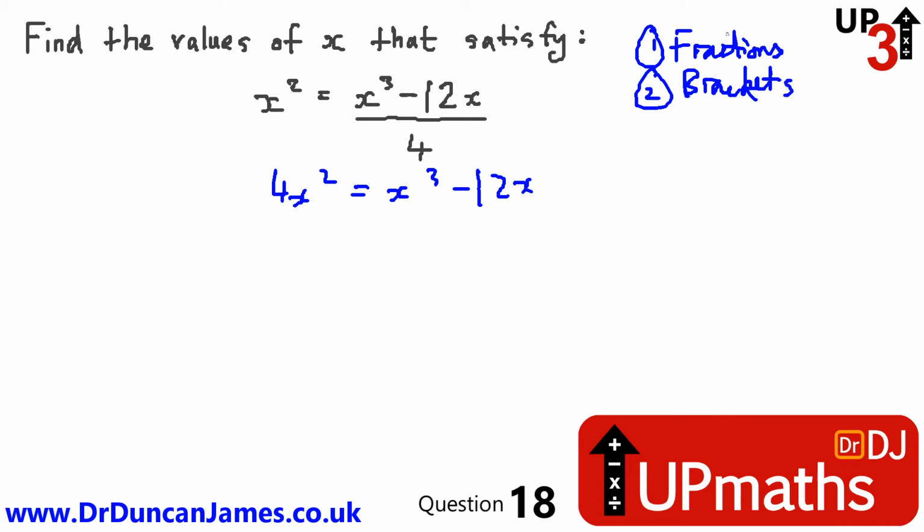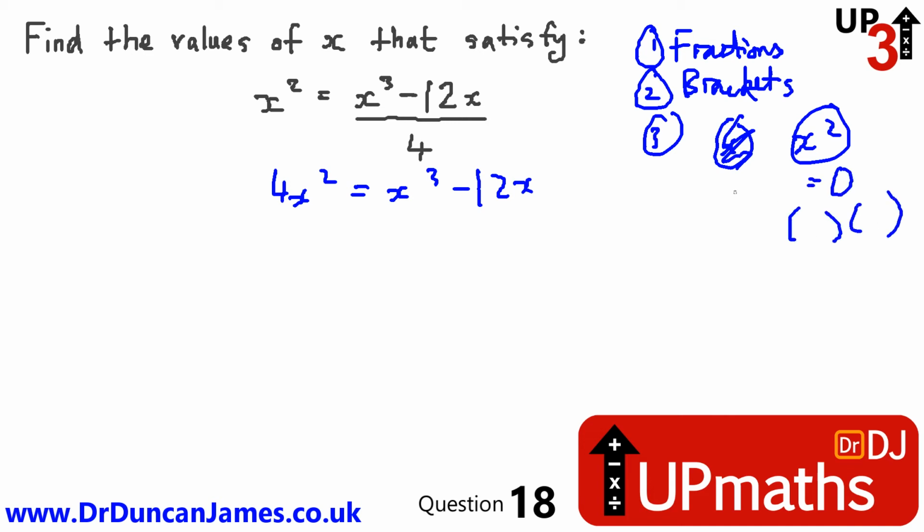Anyway, with caveats. Are there any brackets? No. Is it an x or an x squared? It's clearly an x squared type question. There is a power higher than x squared, but let's not worry about that. So we'll therefore make it equal to 0 as the next step, then we'll factorise it.